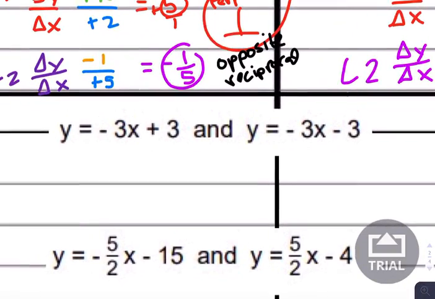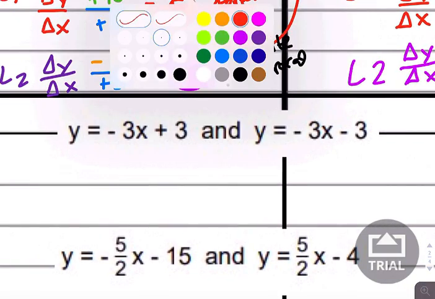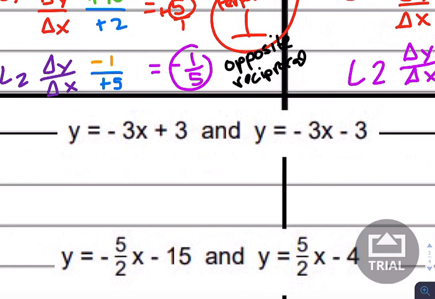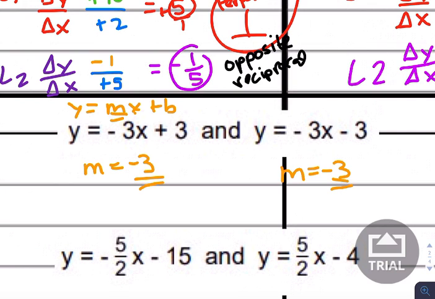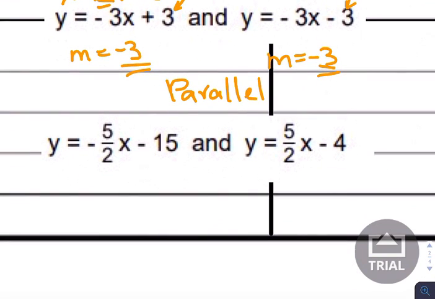Last sets, and this should actually go the fastest, these are just pulling slopes from the y equals mx plus b form. And so recall, the slope is always going to be the number in front of the x, and so the slope here is going to be -3. The slope on this one is going to be -3, and since the slopes are exactly the same, we can say they're parallel. We can also observe that the y-intercepts are different, which confirms they're not the same line, but these are definitely parallel.